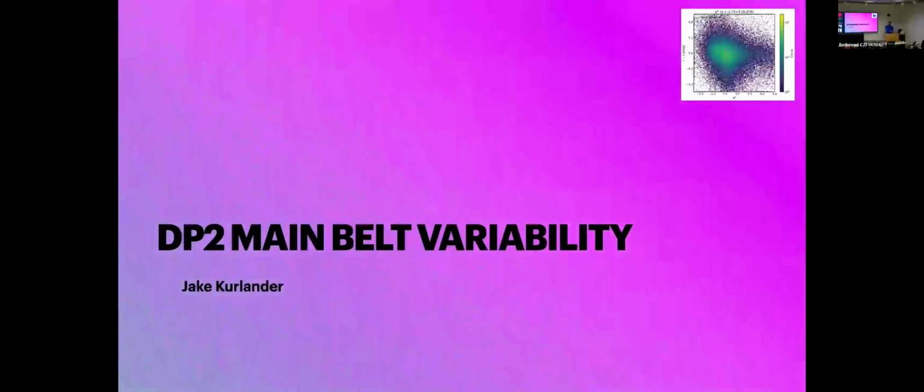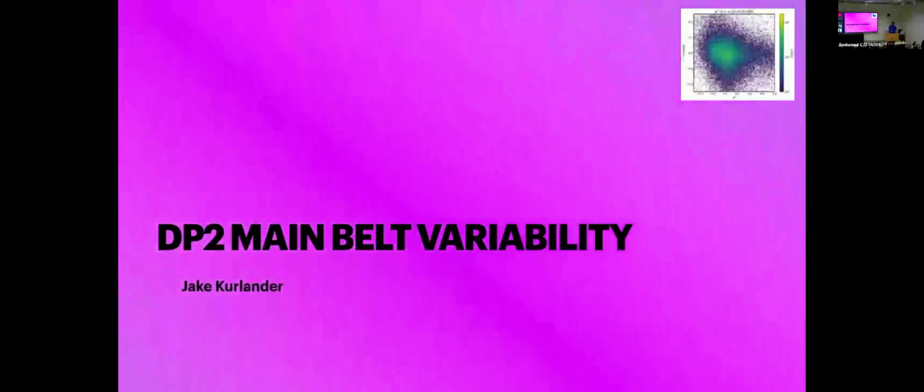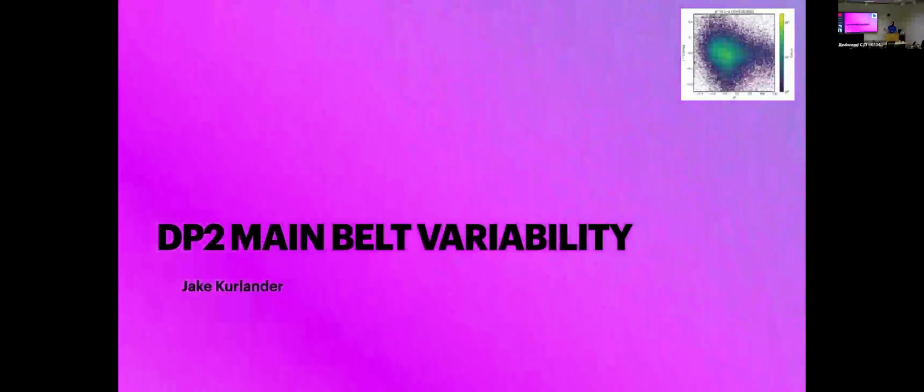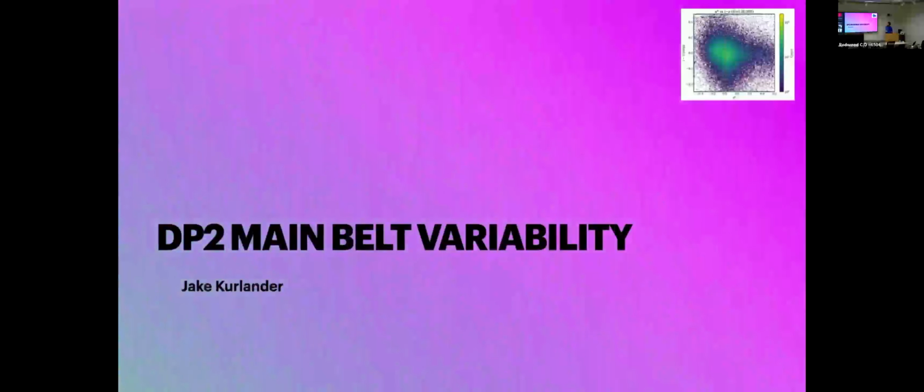Everyone, I'm Jake. I'm going to be talking today about the main belt distribution of variability as measured by DP2. Apparently this is the Jake blob. I hadn't had that named before, but the color families that we would like to see when we measure asteroid colors from DP2 are smeared out by the non-simultaneous observations and by variability, given the not statistically large number of observations we've got in DP2. So what can we do about it?